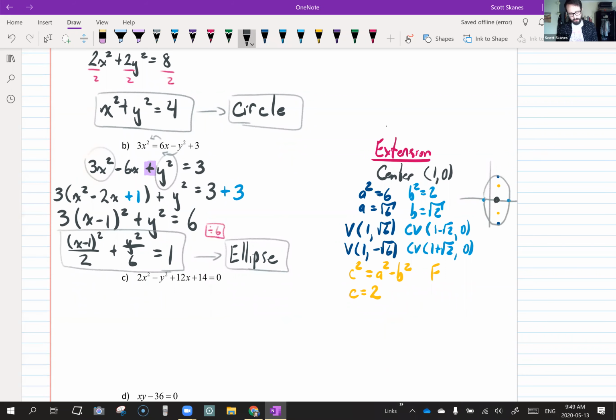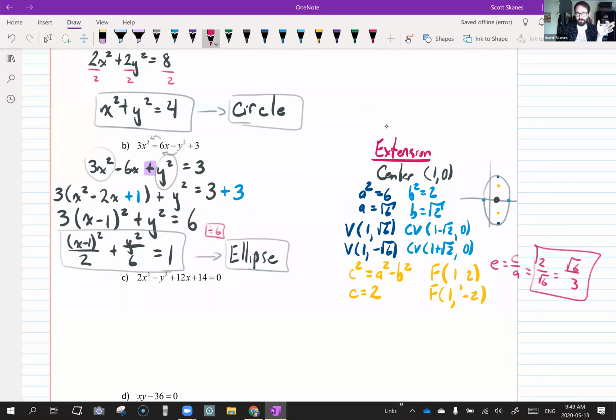Foci is the center plus c and minus c, and up and down. So 1, go up by 2. 1, go down by 2. Okay? And then the eccentricity is c over a. Divide c by a, that's 2 divided by root 6. 2 divided by root 6 is root 6 over 3, if your calculator would give that. Again, I wouldn't ask all of that in one place. I just wanted to review it and show you that we've done all these things before.